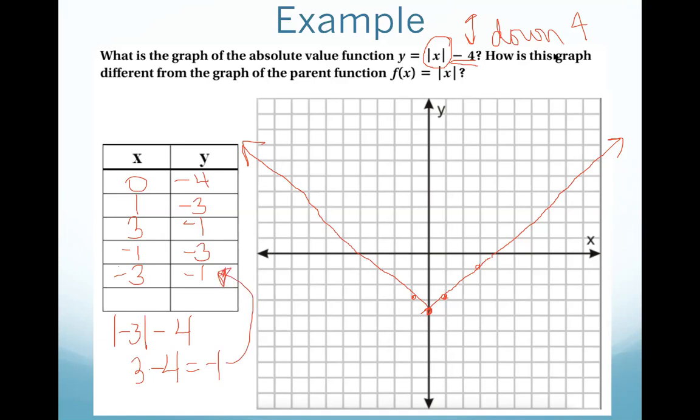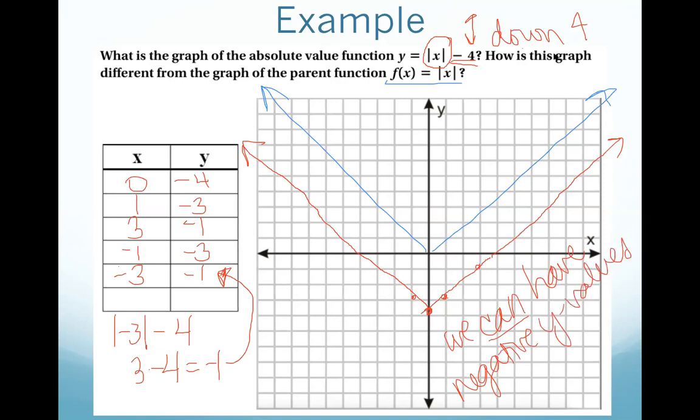So how is this different than the parent function f of x equals the absolute value of x? We already mentioned that it shifts down by 4, right? I'm going to just sketch real quick here. That's approximately the absolute value function. So it shifts down by 4, but what else is different? If you look at these two graphs, notice the blue one never crosses below the x-axis. The red one does. And so we can say that because this shifts down by 4, we can have negative y values. Whereas the original absolute value function, the parent function, doesn't have any negative y values.